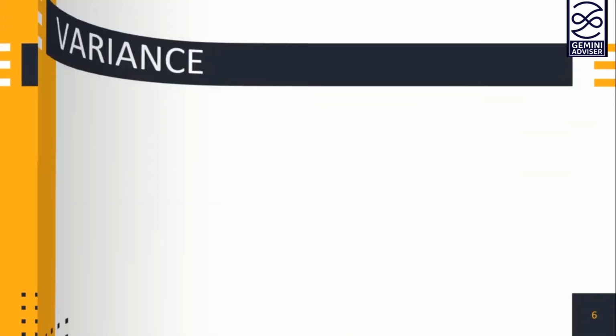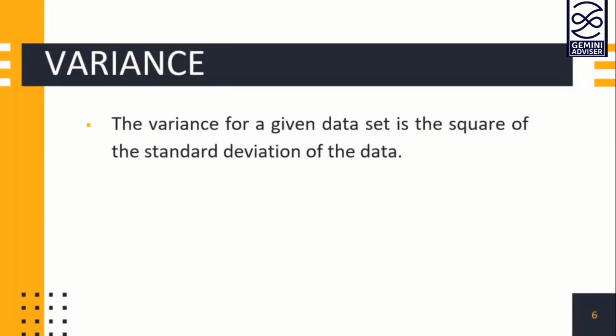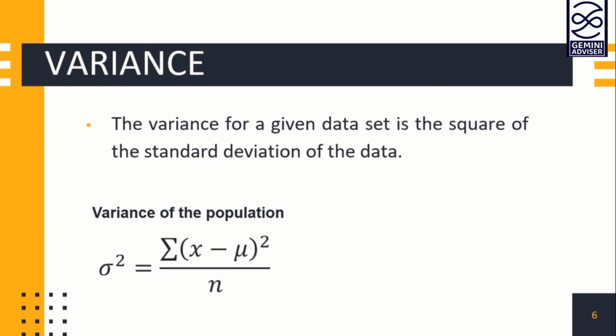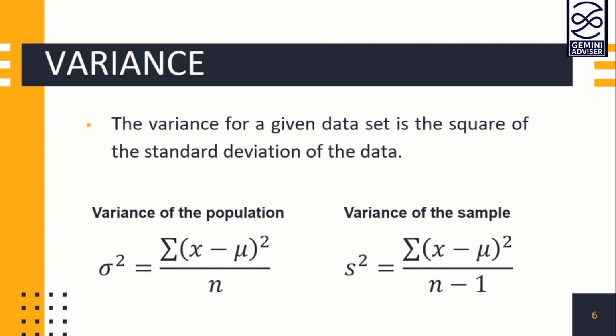Next is the variance. The variance for a given data set is the square of the standard deviation of the data. To compute the variance of the population, we use this formula: sigma squared is equal to the summation of the quantity x minus mu, squared, over n. To compute the variance of the sample, we use the symbol s squared, with small letter s, equal to the summation of the quantity x minus mu, squared, all over n minus 1.